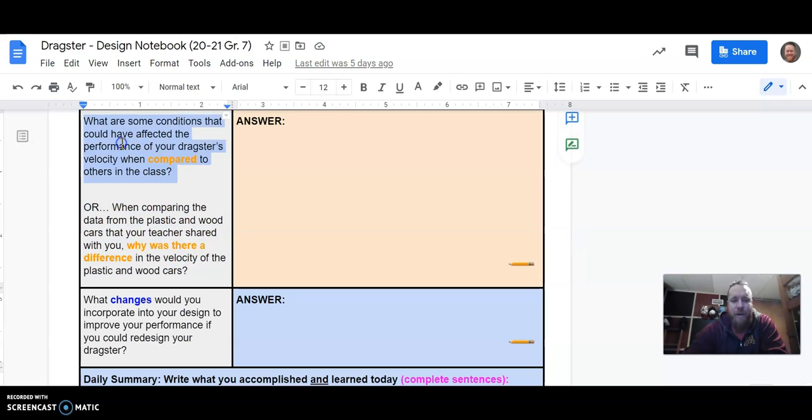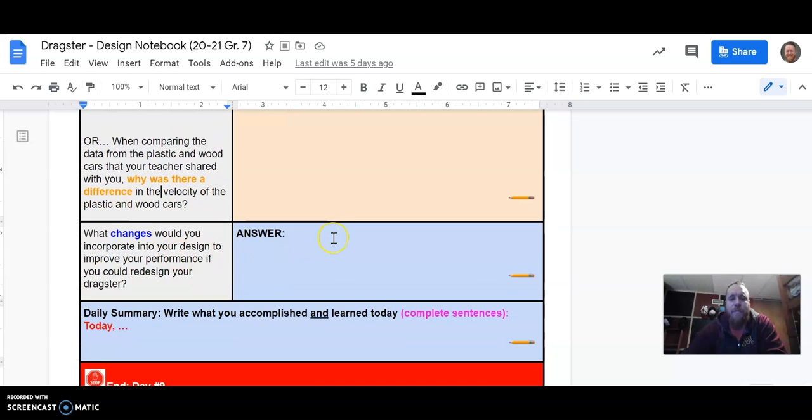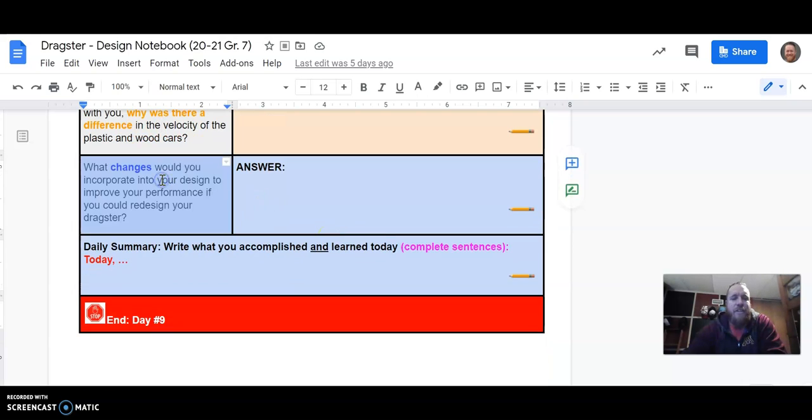So the first part of this question is just if you actually raced on the track. The second part is if you didn't, and your teacher just gave you data from a plastic 3D printed car and a wood car: why was there a difference in the speed, the velocity, of those two cars? And then one more must-answer question: what changes would you incorporate into your design to improve your performance if you could redesign your dragster? This relates to our essential question, and is very similar to your answer about how you could improve this. What would be some specific changes that you would make?